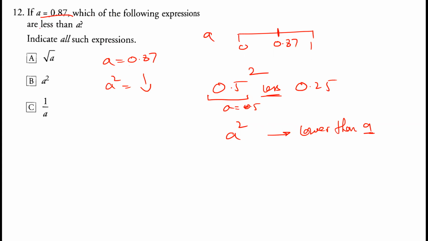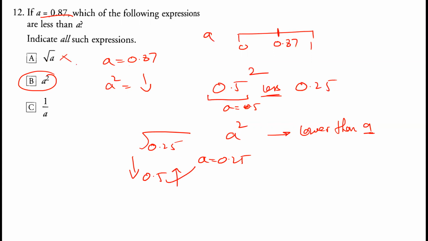Which of the following expressions are less than A? Indicate all such expressions. One thing for sure, B would be less than A, because A is a decimal number. If you square a decimal number, you get a lower number. Now, if you underroot a number, let's suppose we have 0.25. If we underroot 0.25, what do we get? We get 0.5, a number that is higher than 0.25. So this cannot hold true.